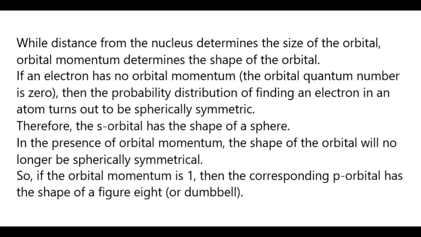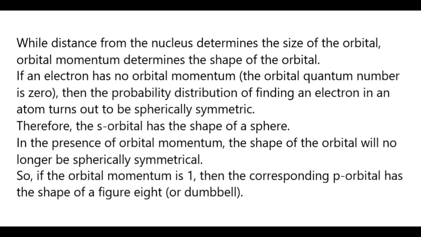If an electron has no orbital momentum, the orbital quantum number is 0, then the probability distribution of finding an electron in an atom turns out to be spherically symmetric. Therefore, the s orbital has the shape of a sphere. In the presence of orbital momentum, the shape of the orbital will no longer be spherically symmetrical.